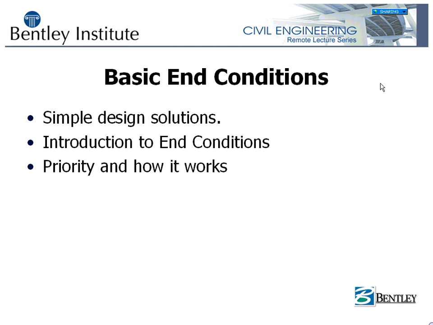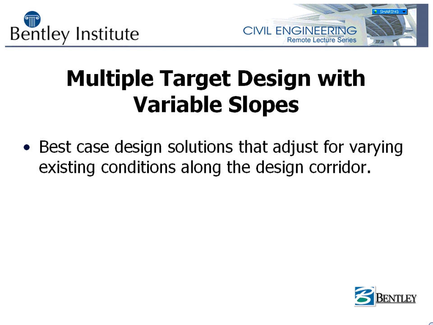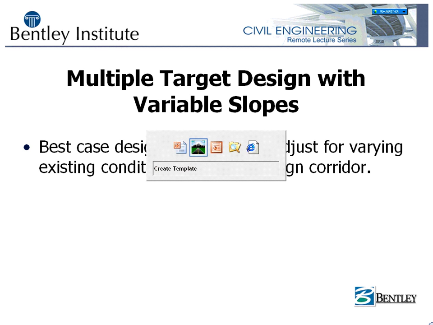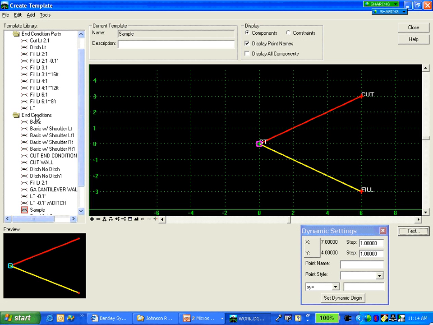What we're going to go to now is a multiple target design with variable slopes, and so we're kind of taking a great big step here. We're kind of going to put together an in condition for our best case scenario and what we want to happen. So this will be pretty interesting to see what goes on here. So let's jump back into InRoads, and I'll create a new in condition right here, and I'll say a new template, and we'll call this sample 2.